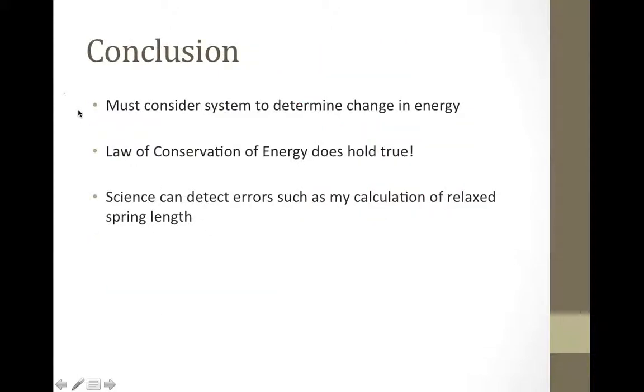So in conclusion, you must consider the system in order to determine change in energy, and the law of conservation of energy, as we see through this project, does hold true. Also, it's important to be able to use the scientific method in order to detect errors such as my spring length error. Thank you.